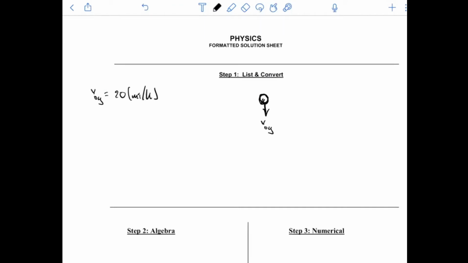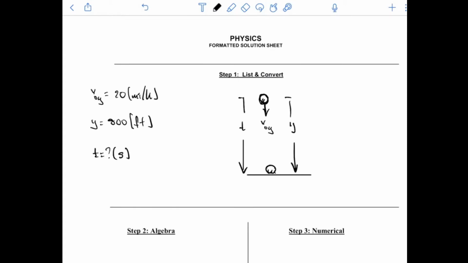Obviously the package is going to land at some point, and it's going to be falling this distance. So this is going to be 800 feet. What's going to happen is it's going to take a certain amount of time for it to fall this distance, and that's what I'm interested in, in terms of seconds. How long does it take for it to fall? One of the things that you notice is, ignoring air friction, the only force acting is going to be gravity. So I'm just going to use an approximation of 10 meters per second squared for that. That's what we got.